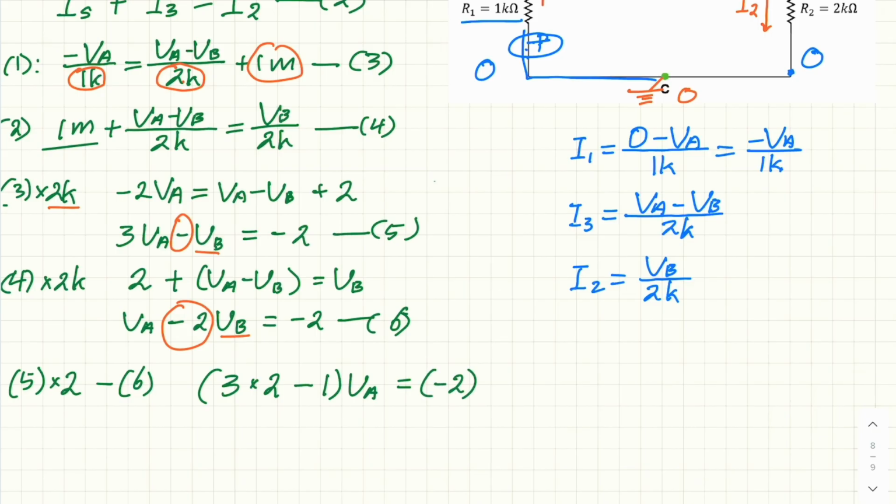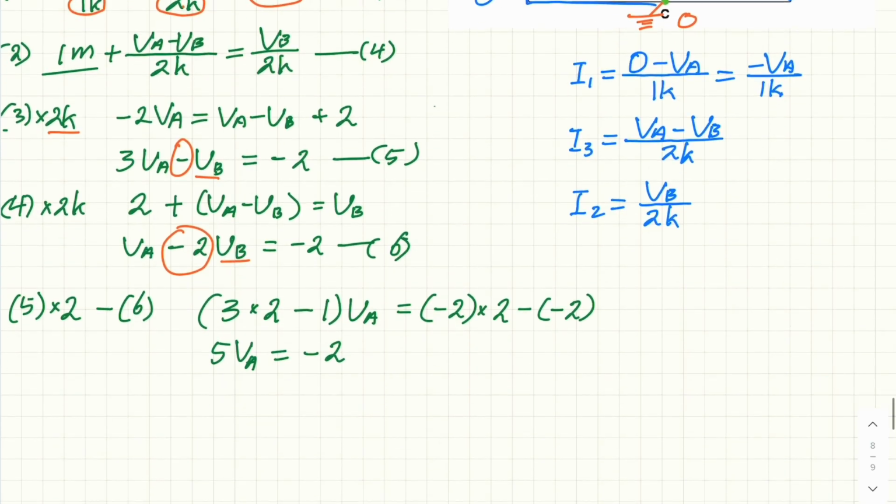Equation 5 times 2 minus equation 6. So this is 5VA, and this is minus 4, and this is plus 4. So this is minus 2. And VA equal to minus 2 over 5, or equal to minus 0.4 volt.